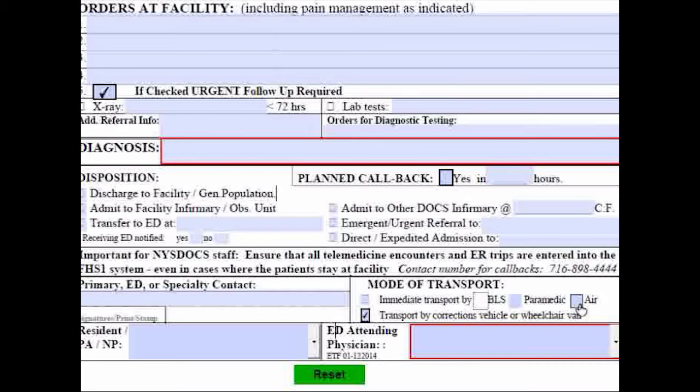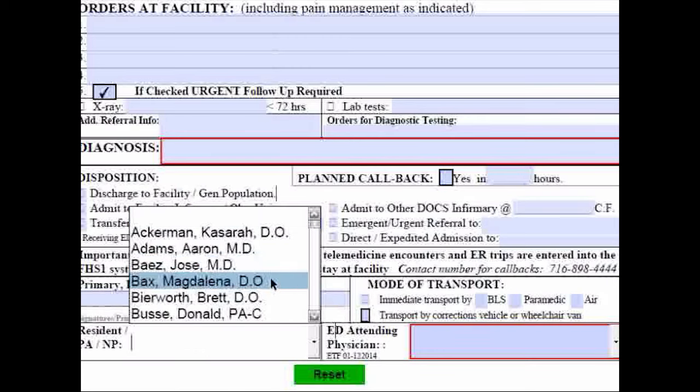Air is, unless it's absolutely necessary, a big deal in the DOCS world because of the security concerns of landing a helicopter anywhere near a prison. So think hard about that one. It actually literally has to be okayed by the medical director of DOCS before this can happen inside of DOCS. So think hard about that one. Usually want to stay away from that.